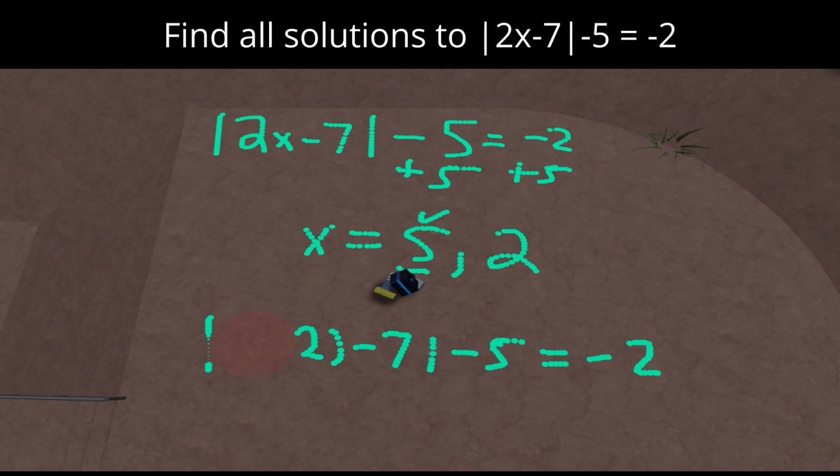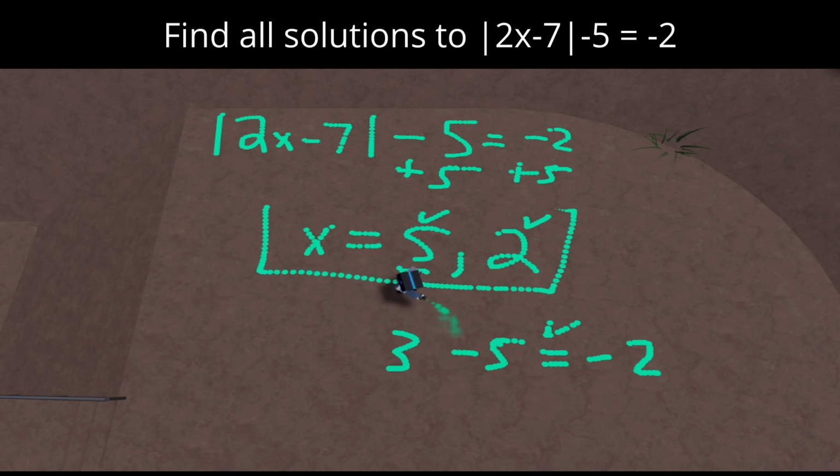2 times 2 is just 4. 4 minus 7 is negative 3. And then negative 3 in absolute value becomes positive 3. And we're back to 3 minus 5 is equal to negative 2, which is indeed true. So therefore, x equals 2 is also a valid solution. So these are both of our answers. Let's go on to a harder one.